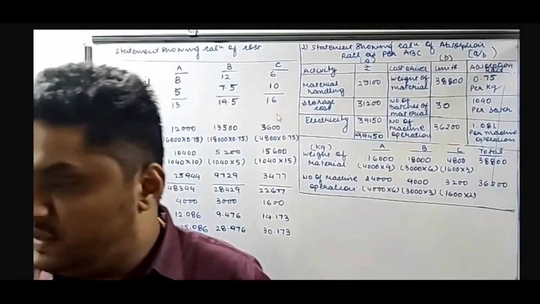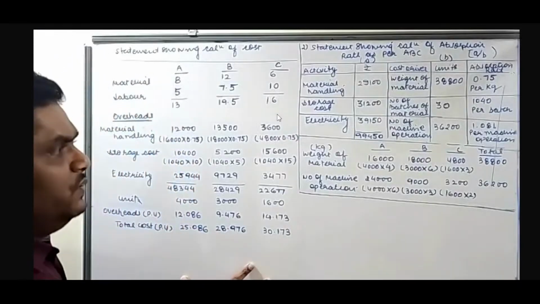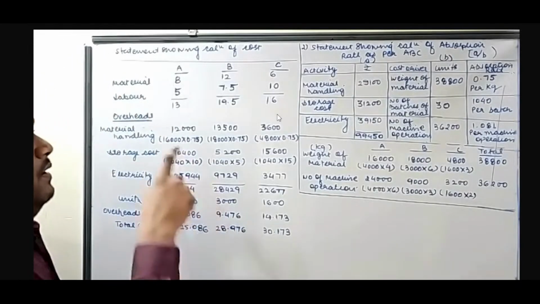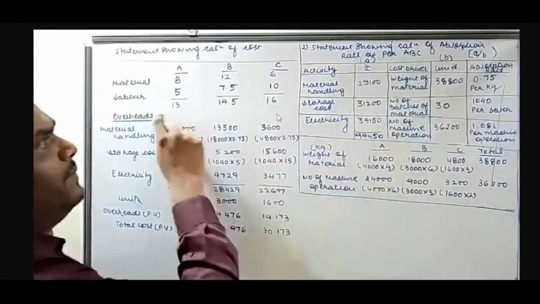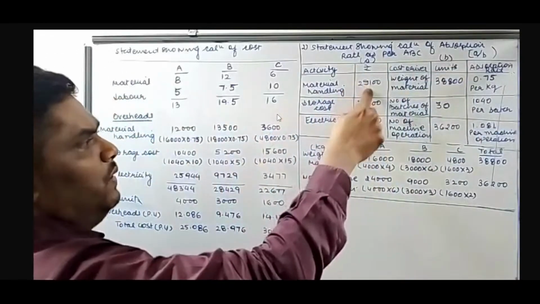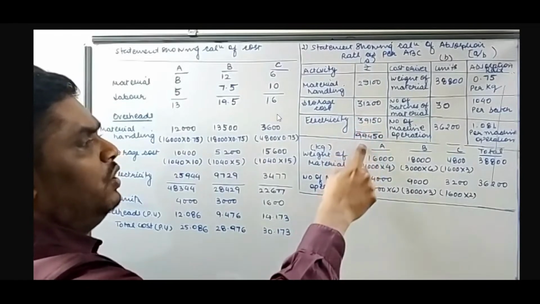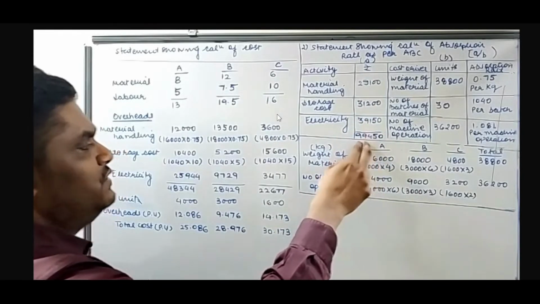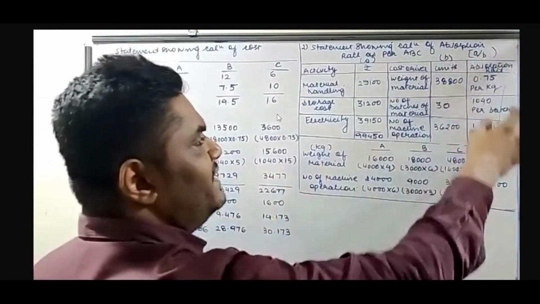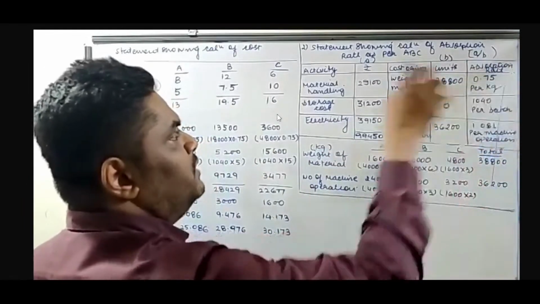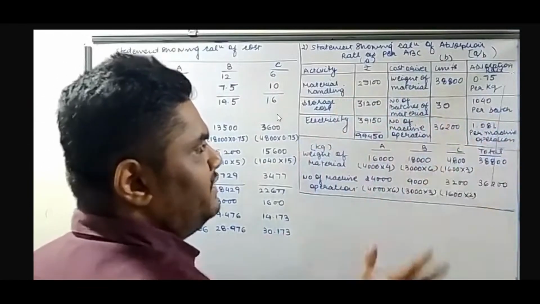Ayushi Mehta, sir, can you please explain again the overheads part? So see, Ayushi, it is very simple. These overheads need to be distributed among these three products. This overhead, that is 29,100, 31,200, 39,150, total 99,450, is to be distributed among these three products. So we have calculated the various absorption rates: absorption rate for material handling, for storage cost, and for electricity.